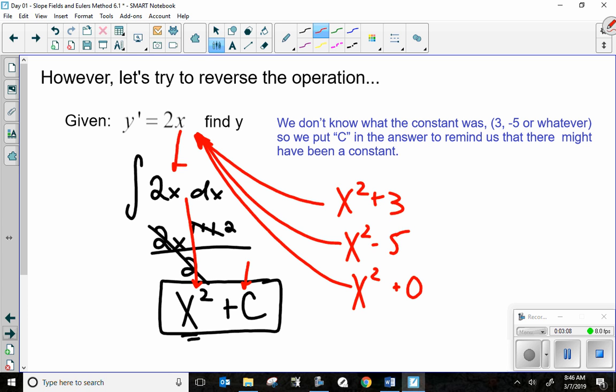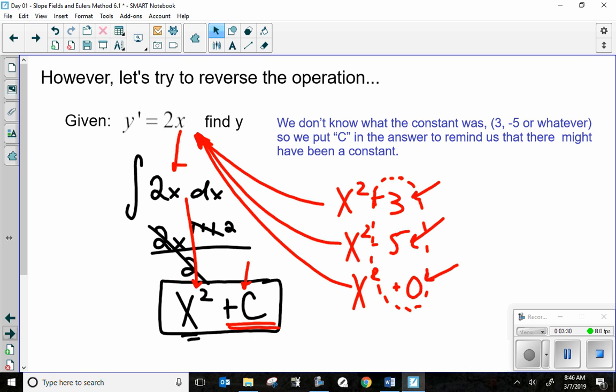So when we integrate, we don't know what that constant is. It could have been any one of these things here. So what we do is we just put a plus c, letting us know, hey, there was a constant, but we took the derivative of it and it went away. Yes, maybe that constant was 0, I don't know. But maybe it was +3. Maybe it was -5. We just don't know. That's why we put a plus c there.